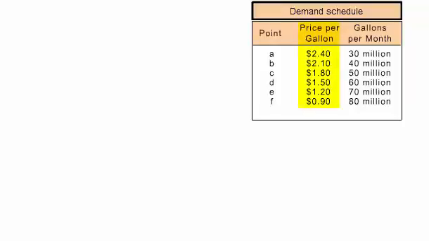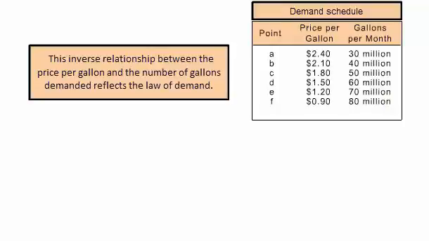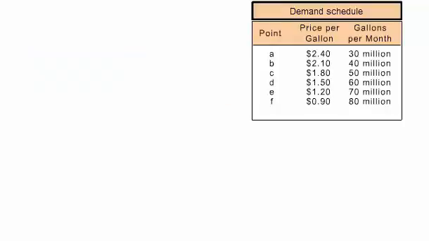Gasoline is measured in gallons, and the time period is 1 month. In this table, you can see that as the price falls from $2.40 per gallon to $2.10 per gallon, the amount of gasoline demanded increases from 30 million gallons per month to 40 million gallons. Further reductions in price lead to increases in the number of gallons demanded. This inverse relationship between the price per gallon and the number of gallons demanded reflects the law of demand.